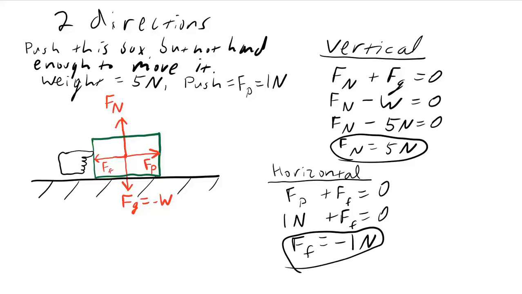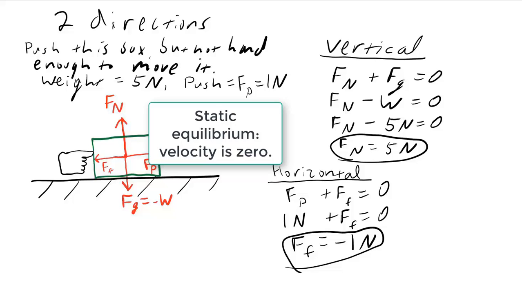So you apply 1 newton of force with your hand trying to make the box move. It does not move because friction is having no trouble coming up with the 1 newton to resist you. Eventually, you overpower friction, but you're not overpowering friction yet if the box isn't moving. So that's static equilibrium. Static equilibrium is the case where things are not moving.